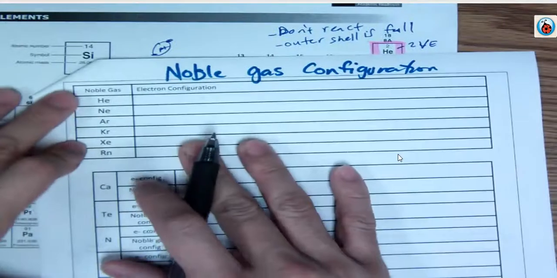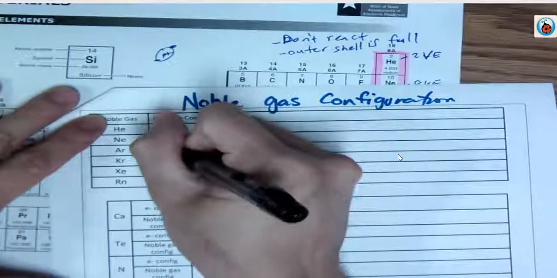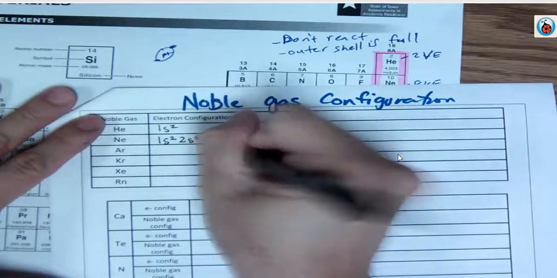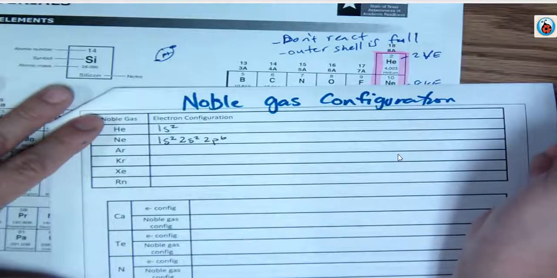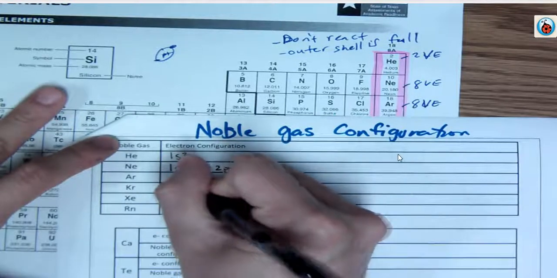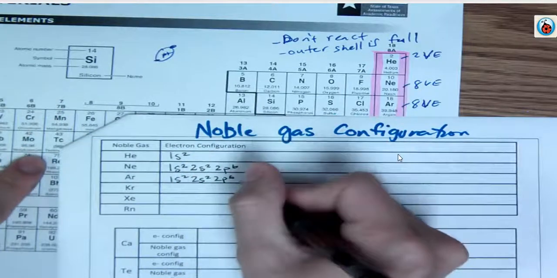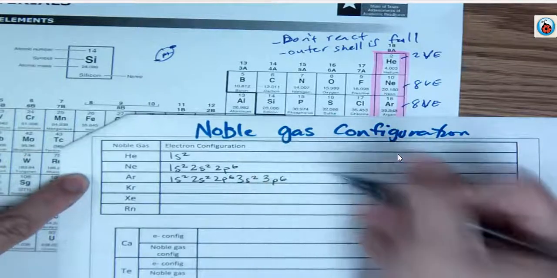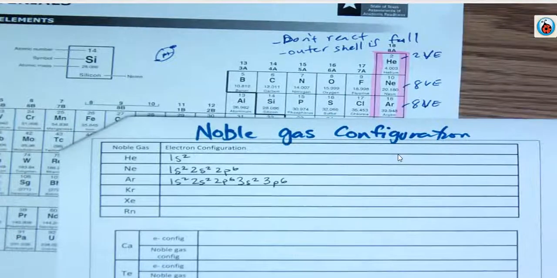So noble gas, for example, helium. Let's do the noble gas configurations. Helium is 1s2. Neon is 1s2, 2s2, 2p6. Okay? Argon, the one on the next row, 1s2, 2s2, 2p6. After 2p is 3s2, 3p6. Okay?